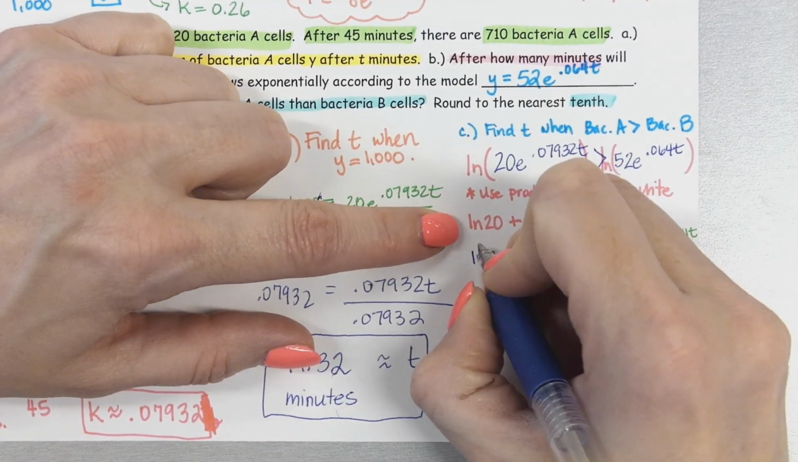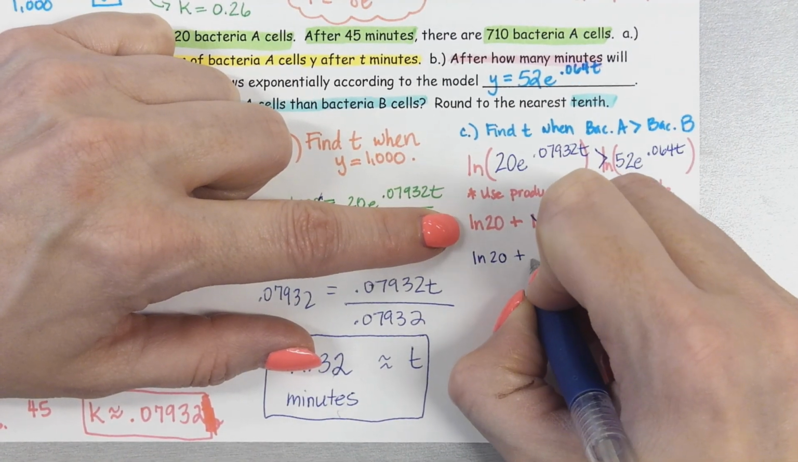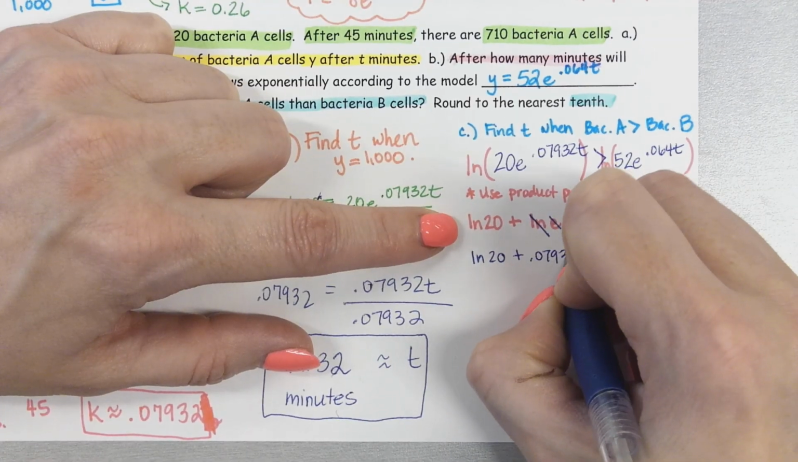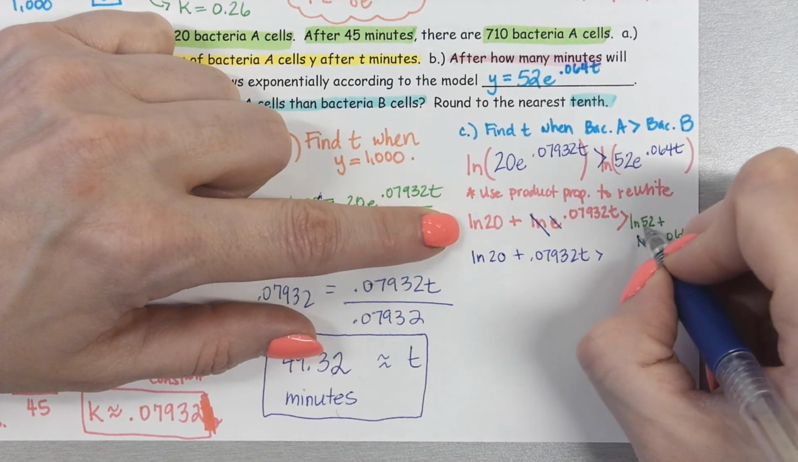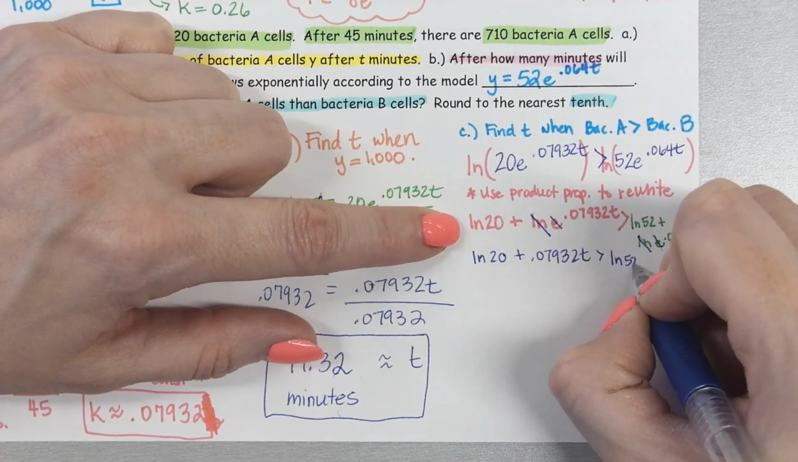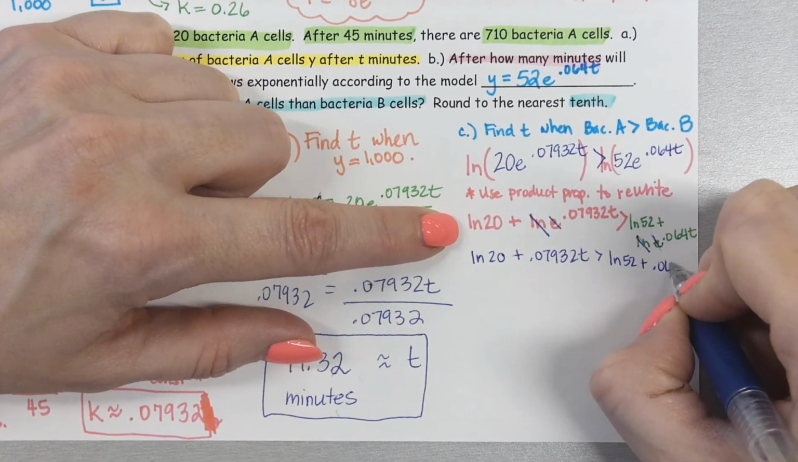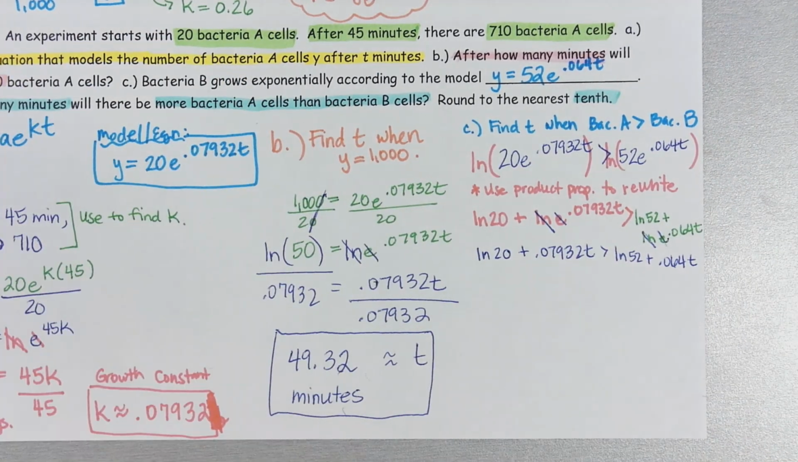So this will be the natural log of 20 plus 0.07932t. And then that's going to be greater than the natural log of 52 plus 0.064t.